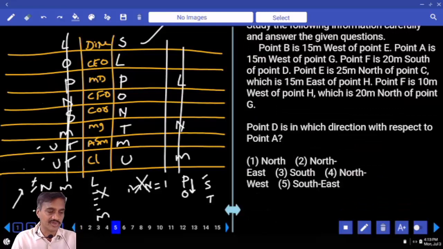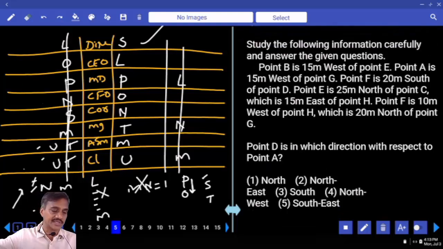In clerical prelim we have discussed this same model, isn't it? Then next one. Now it is based on direction. Now 3 questions were given under this direction. B is 15 meters to the west of E. Where is this B? B is 15 meters to the west of E.